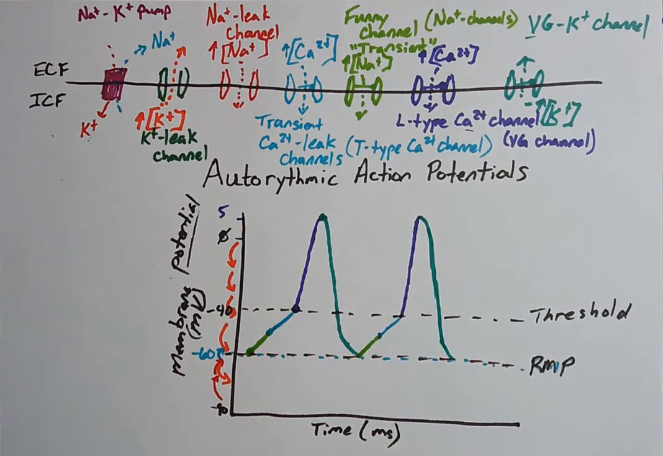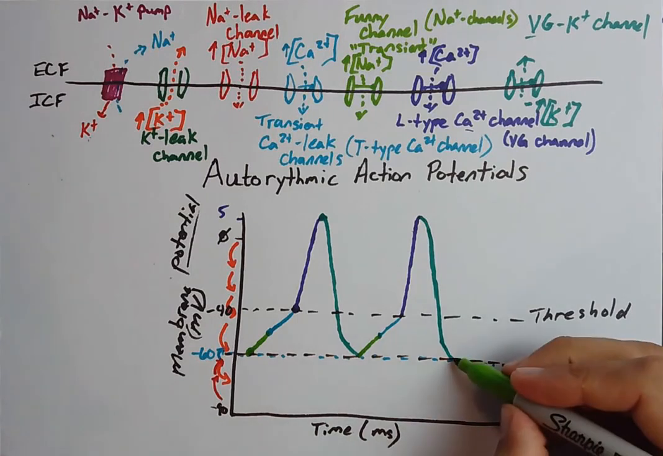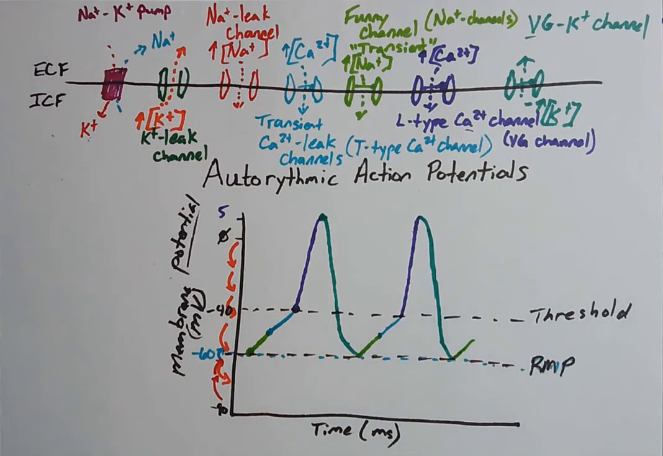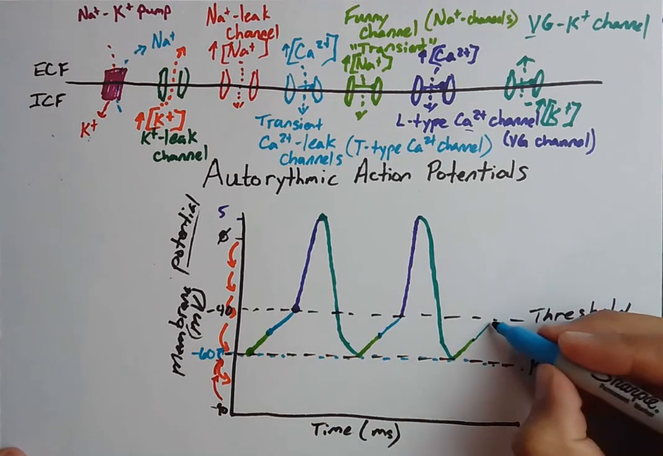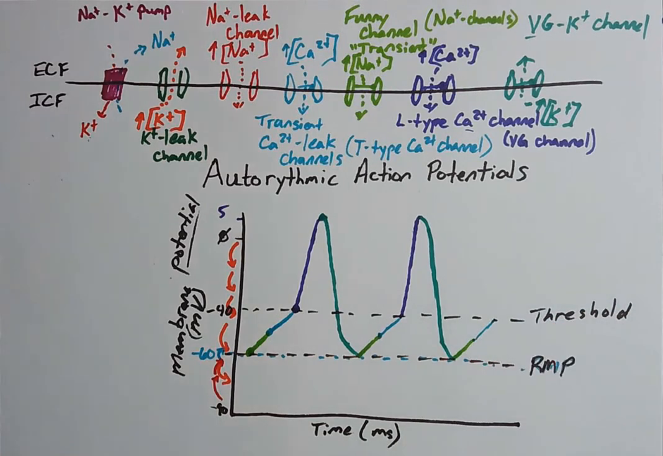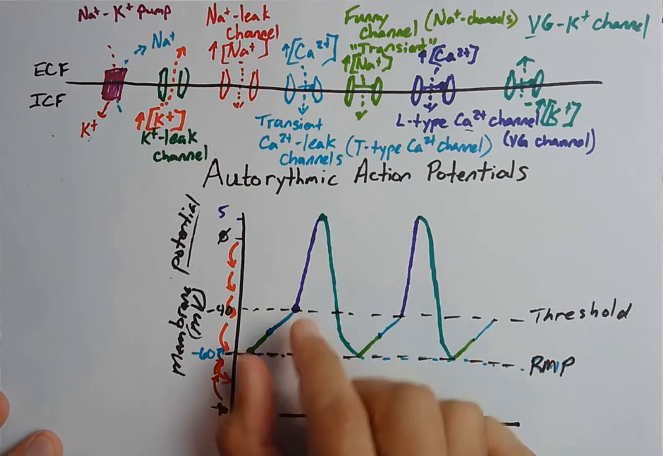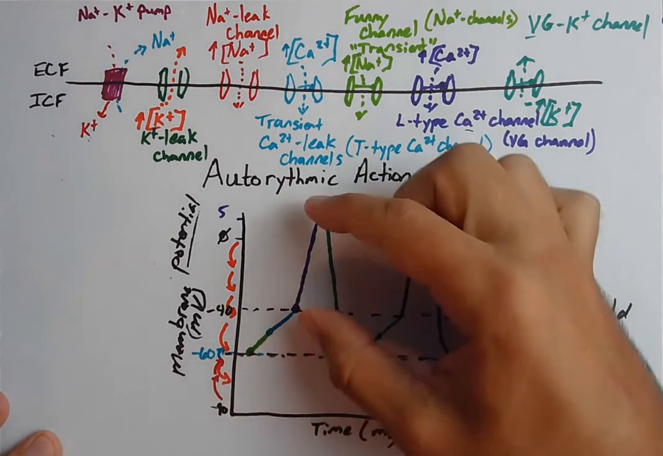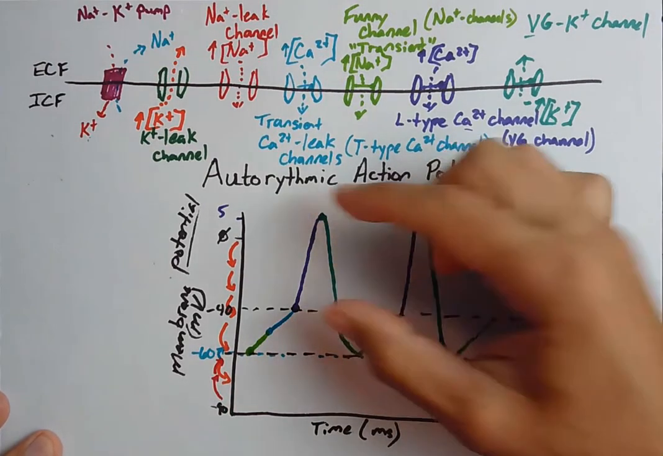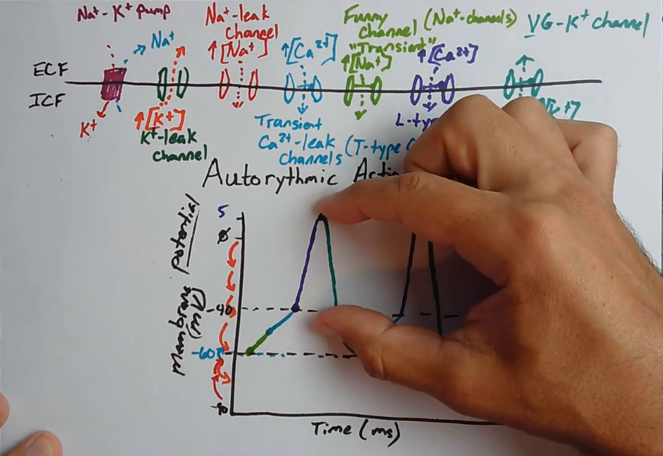Now down at resting membrane potential, the funny channels are open, sodium enters the cell, but it's transient. It's a very short period of time, and then a transient calcium channel opens. You guys hopefully get the point. This is what creates the regular heart rate. Each time that your autorhythmic cells have enough leakiness that threshold is reached, an action potential burst is going to be created.